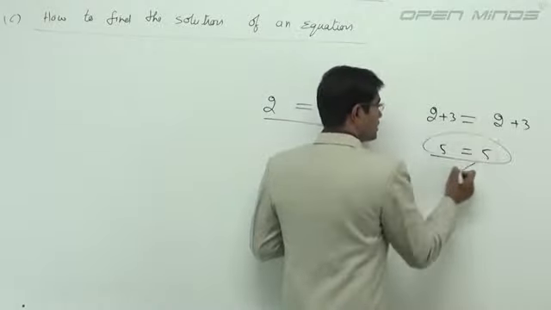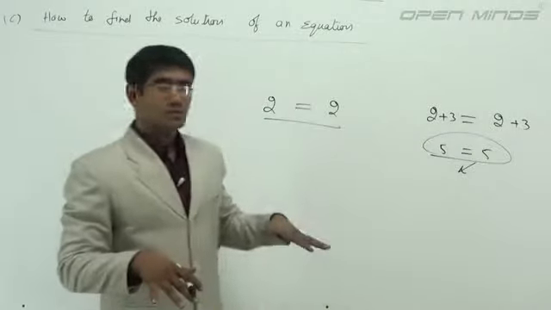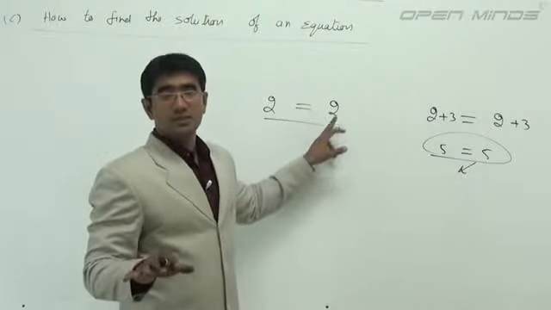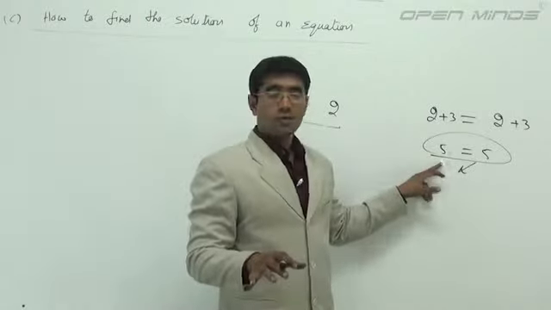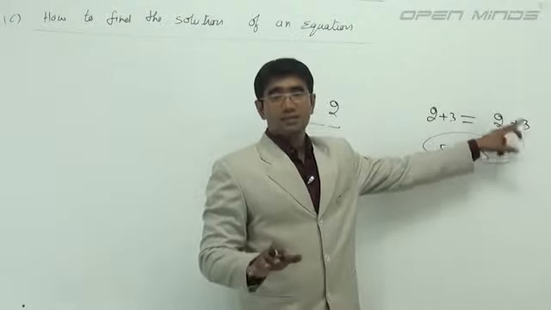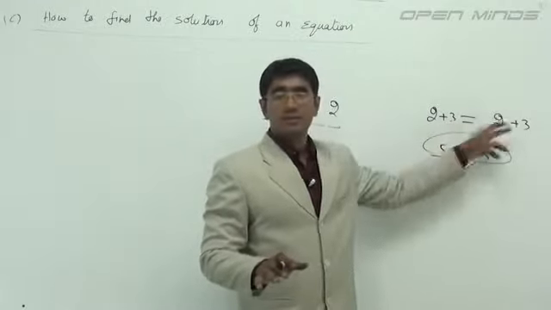Am I imbalancing the equation? See, 5 is equal to 5 is correct. 2 is equal to 2 is also right. This is logically correct. What did I do here? I added 3 on both the sides. It means if I add the same amount on this side and this side, nothing changes.